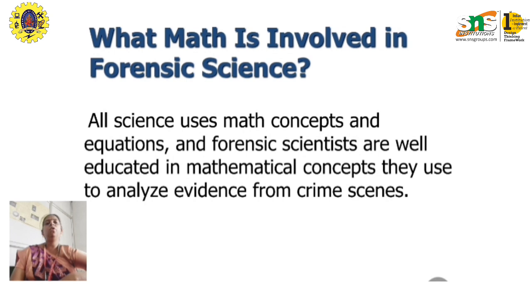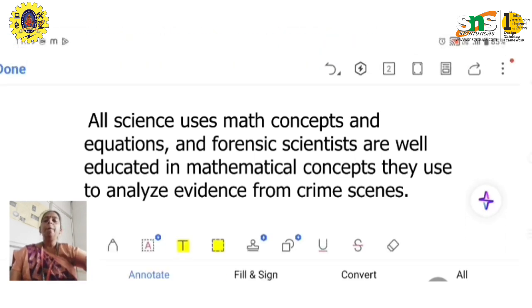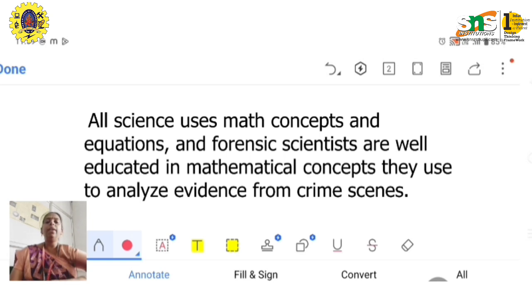What math is involved in forensic science? All sciences use math concepts and equations, and forensic scientists are well educated in the mathematical concepts they use to analyze evidence from a crime scene. So by using eigenvalue and eigenvector applications and concepts, the forensic scientists will analyze the evidence from the crime scene.